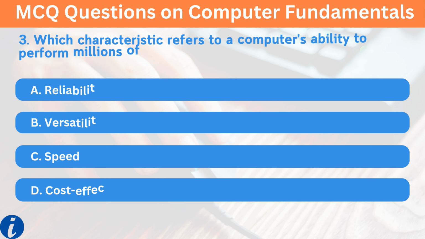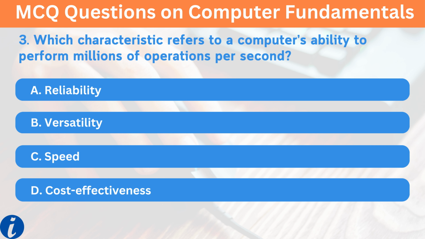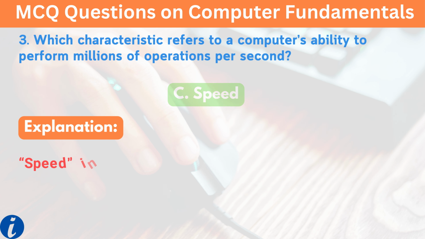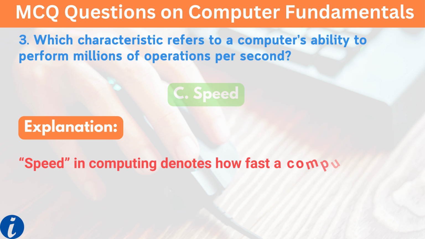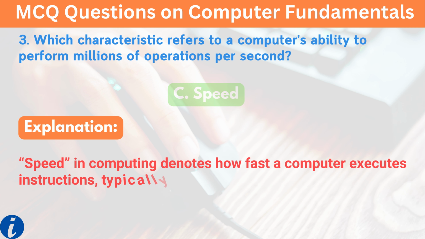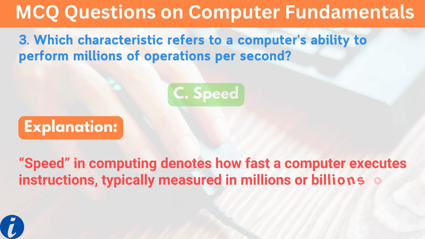3. Which characteristic refers to a computer's ability to perform millions of operations per second? A. Reliability. B. Versatility. C. Speed. D. Cost-effectiveness. The correct answer is C. Speed. Explanation: Speed in computing denotes how fast a computer executes instructions, typically measured in millions or billions of operations per second.